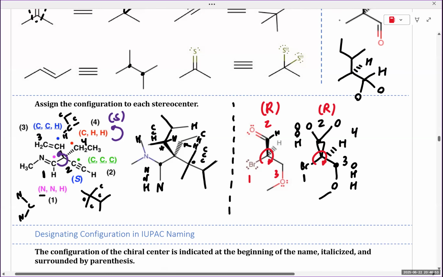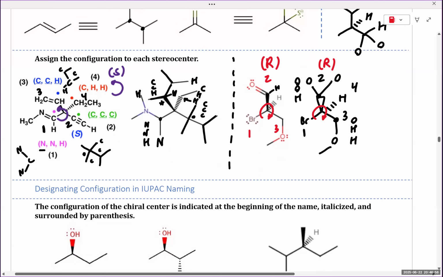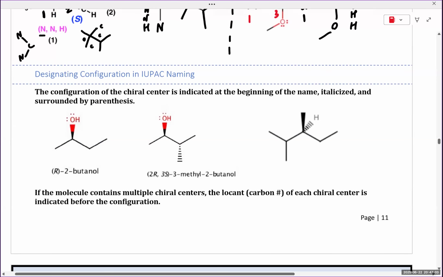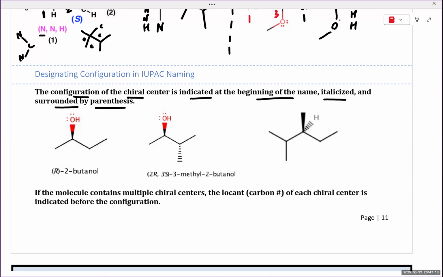Wonderful. So we've gotten really good at assigning configurations at each center. Let's talk now about designating configurations in IUPAC naming. In this case, the configuration of the chiral center is indicated at the beginning of the name, italicized and surrounded by parentheses. If a molecule contains multiple chiral centers, the locant number or carbon number of each chiral center is indicated before the configuration. So for example, this molecule would be (R)-2-butanol, so this center would be R.